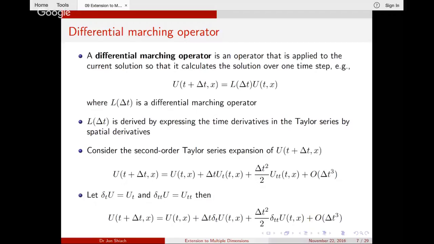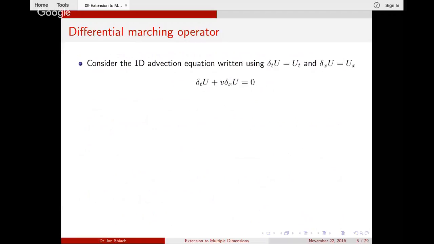So if we take that Taylor series, instead of u_t, we have little delta t of u, and instead of u_tt, we have little delta double t of u. So that's just a little bit of changing notation. We haven't changed anything. We're not messing about with anything. We're just changing the notation, and it just makes the algebra a bit easier. Okay, so let's step through what we do. I'm going to have a look at the 1D advection equation.